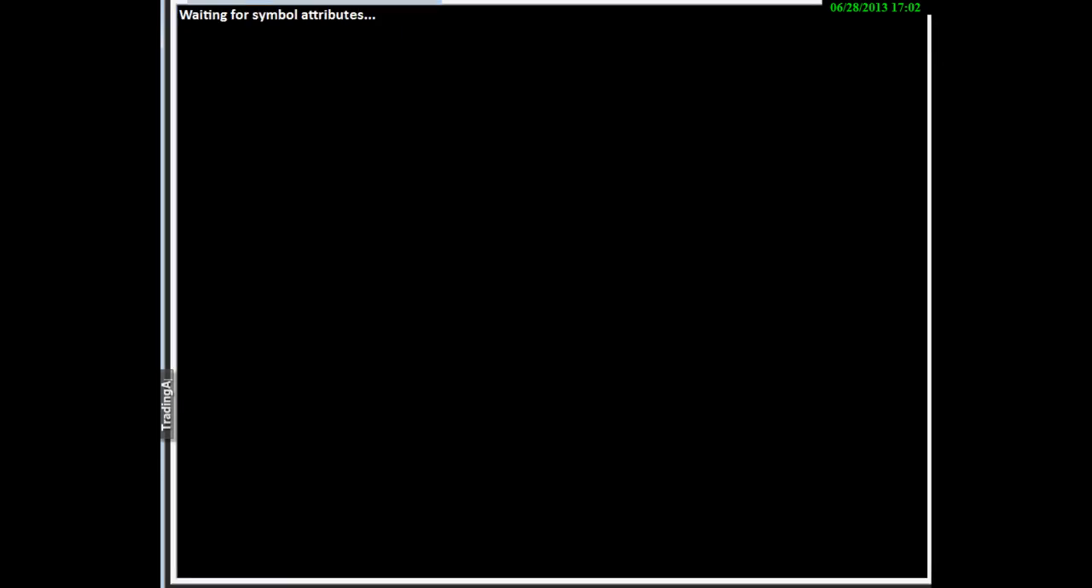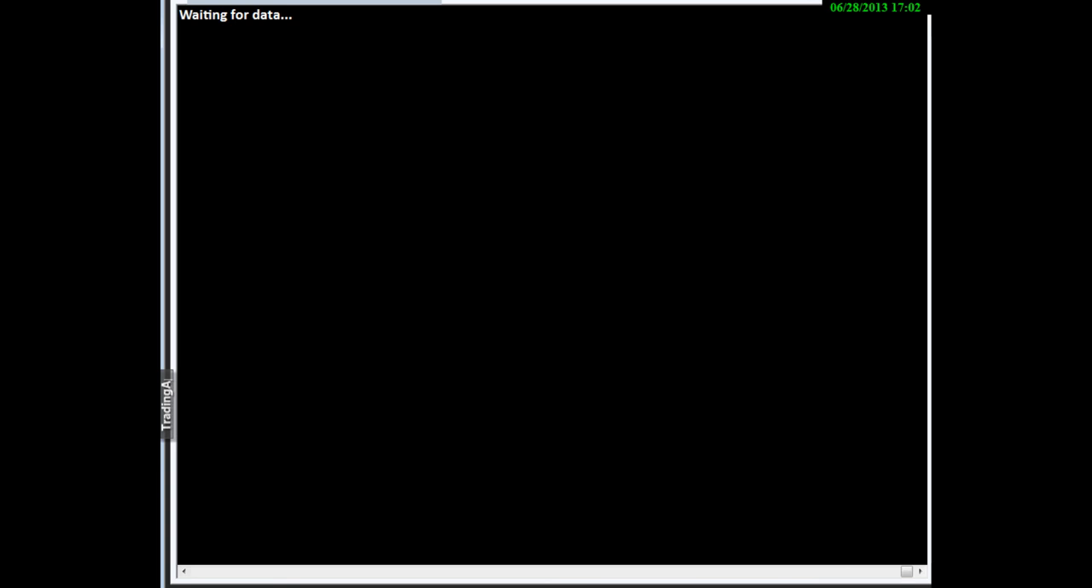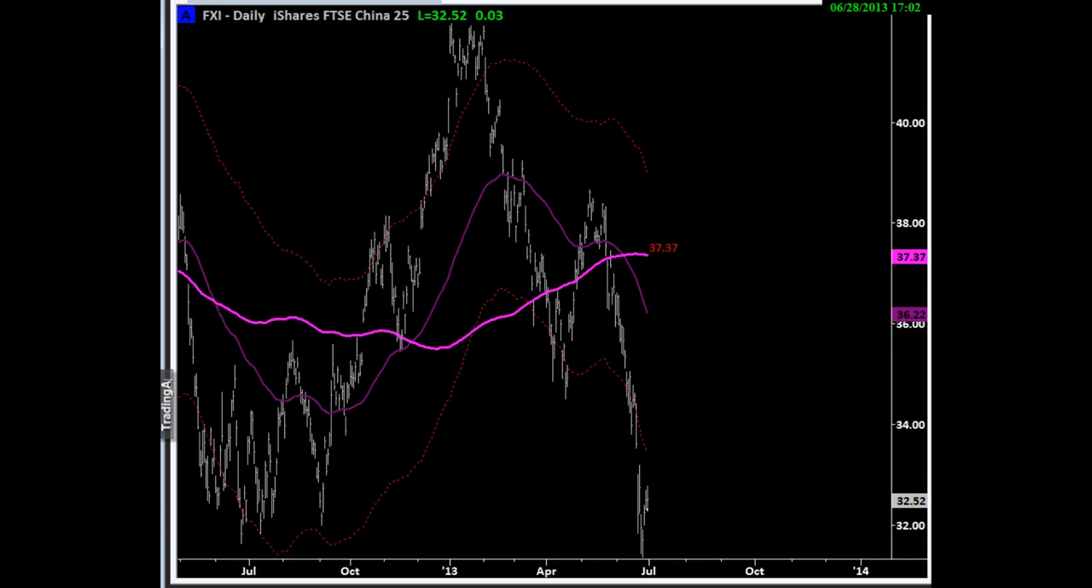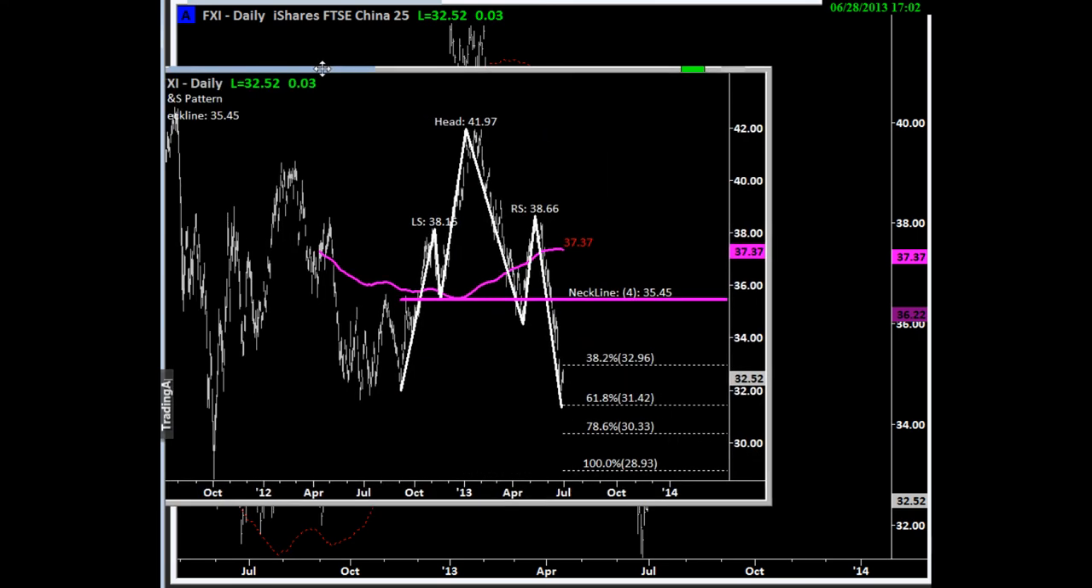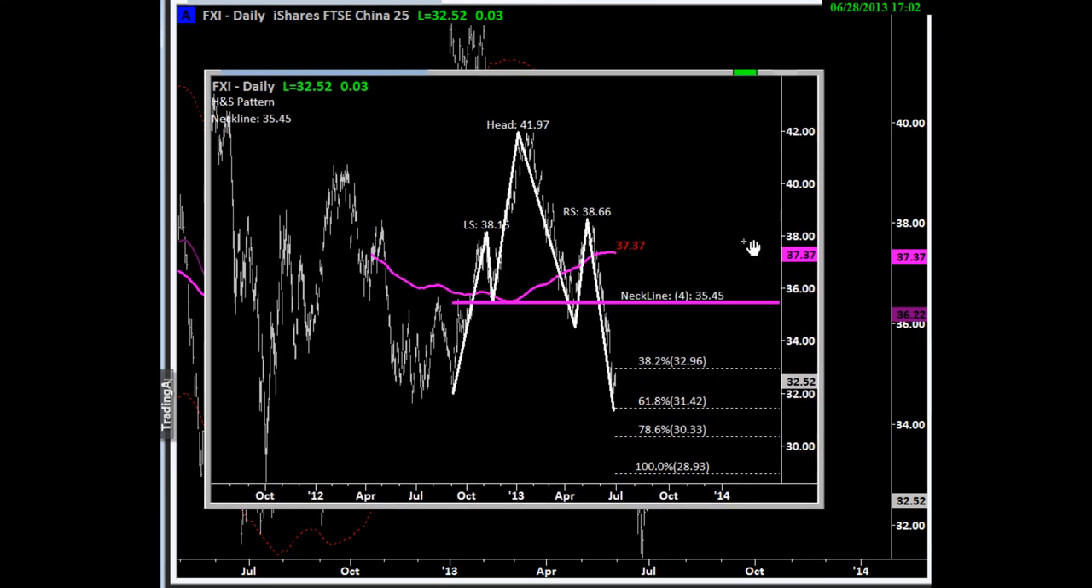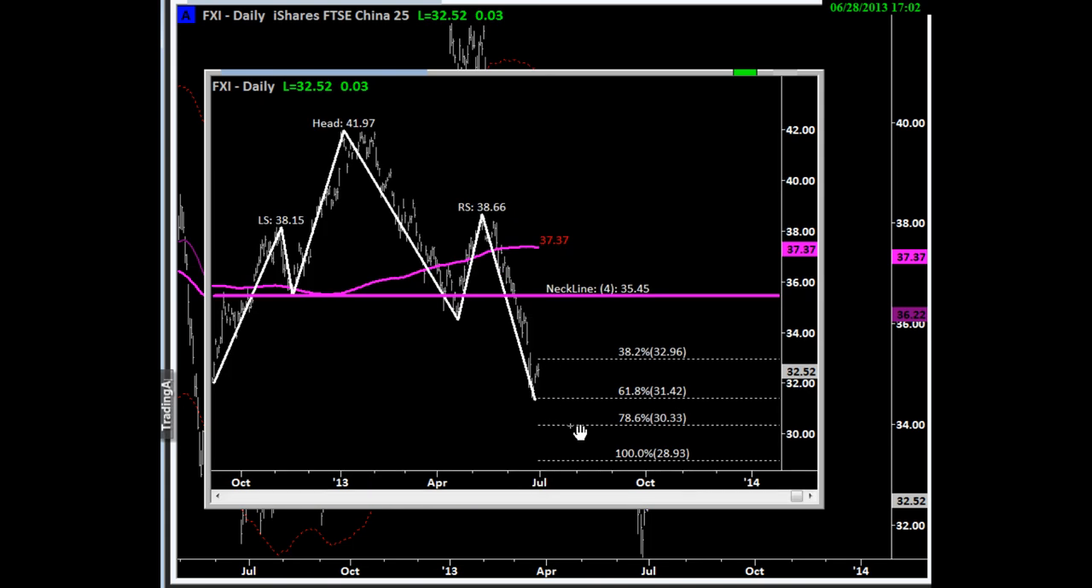Next is FXI, the China 25. I wanted to show this head and shoulder pattern which is forming in FXI, and the first target on this is about 31.42, and if you look at it, that's exactly what happened there. And then next, I'm thinking that it will come down to this 28.93, $29 price range.